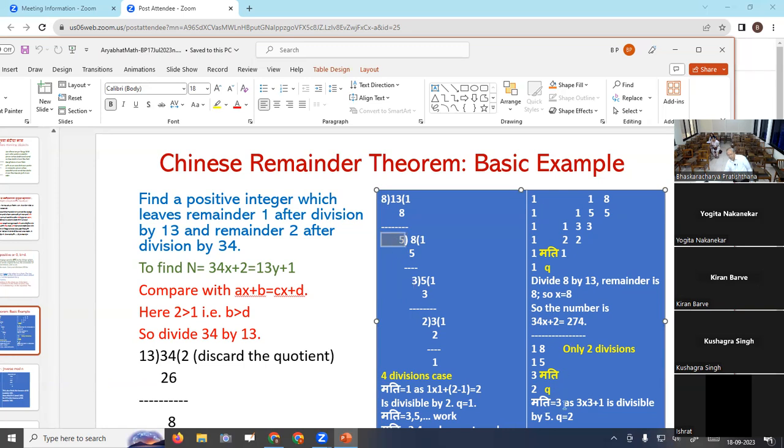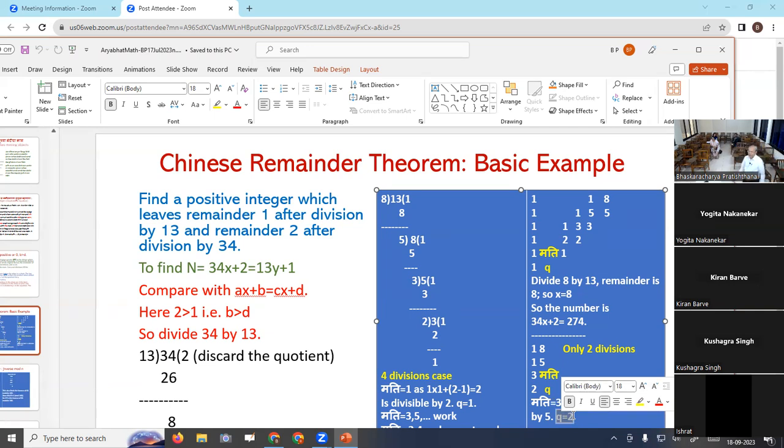Now what is the method? Mati into the final remainder, this is 3, plus agrantara. Agrantara is 2 minus 1, that is 1. That should be divisible by 5, where 5 is this second divisor. If I take Mati equal to 3, then 3 into 3 plus 1 is 10. 10 is divisible by 5, and I find the quotient, which is equal to 2.